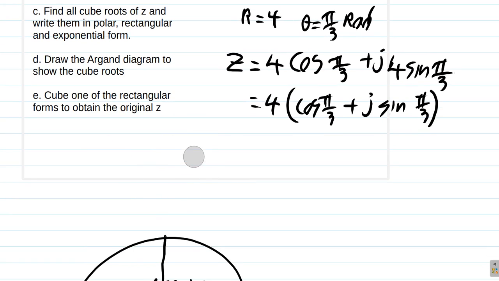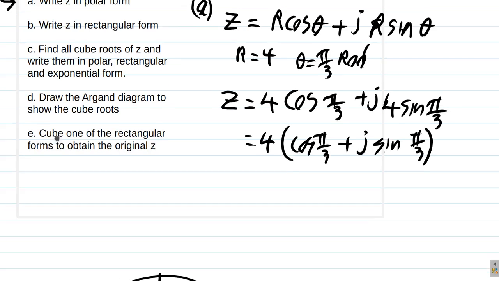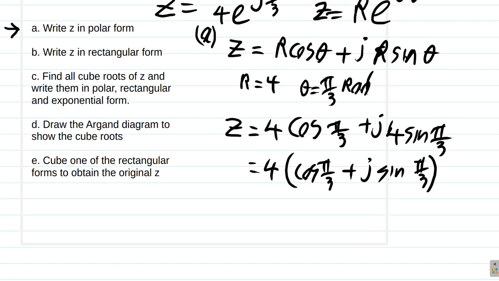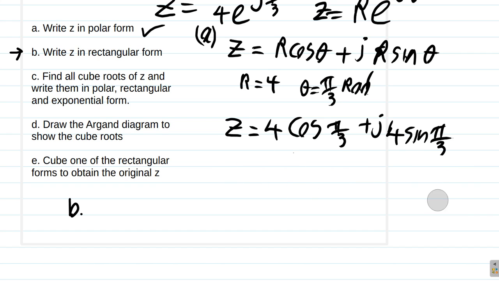Now, we want the rectangular form. So we had this part done. Good. The rectangular form is where we're at right now. Part B. Now, I'm going to erase the one with the bracket and make the other one remain. Here, 4 cos pi over 3. We want to find out what that is.